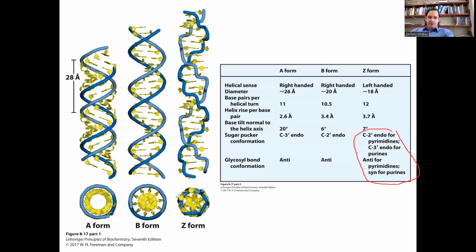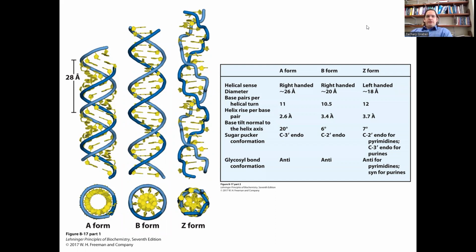You can notice how the position of our bases is kind of changing. Some of them are much closer to the backbone. Some of them are pointed further out. Again, remember that they've changed their conformation. Some of them are anti, pointing out, and some of them are syn, pointing backwards. Of course, I already pointed out the key difference in the tilt of our base pairs along that helical structure.